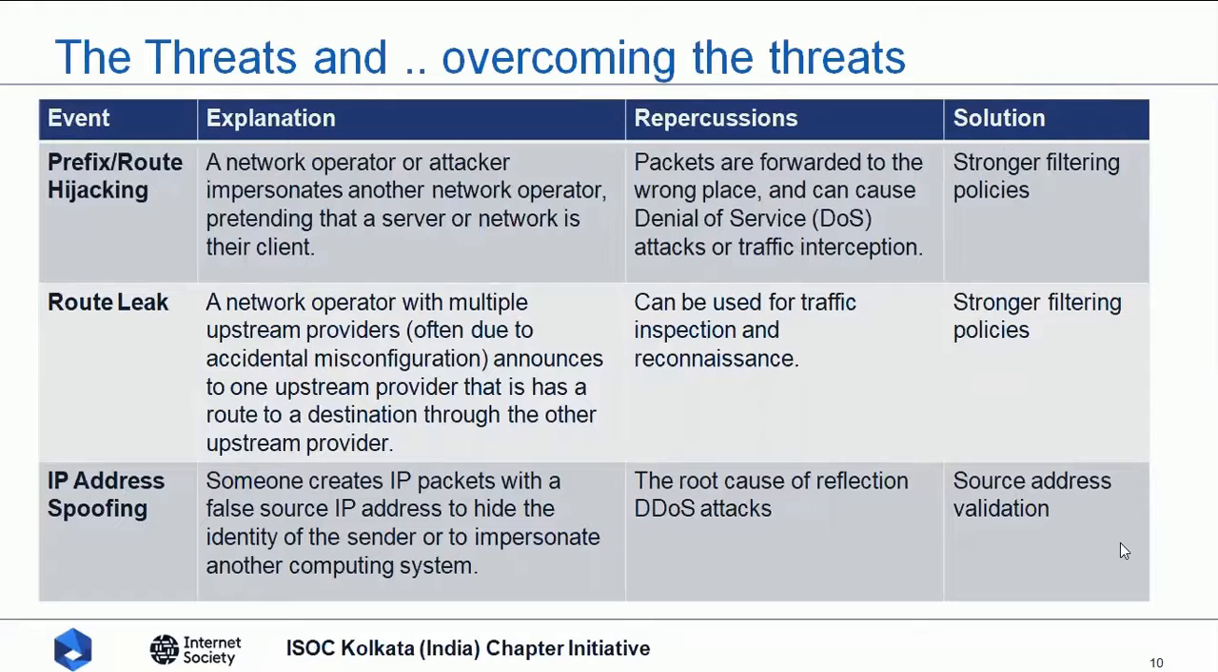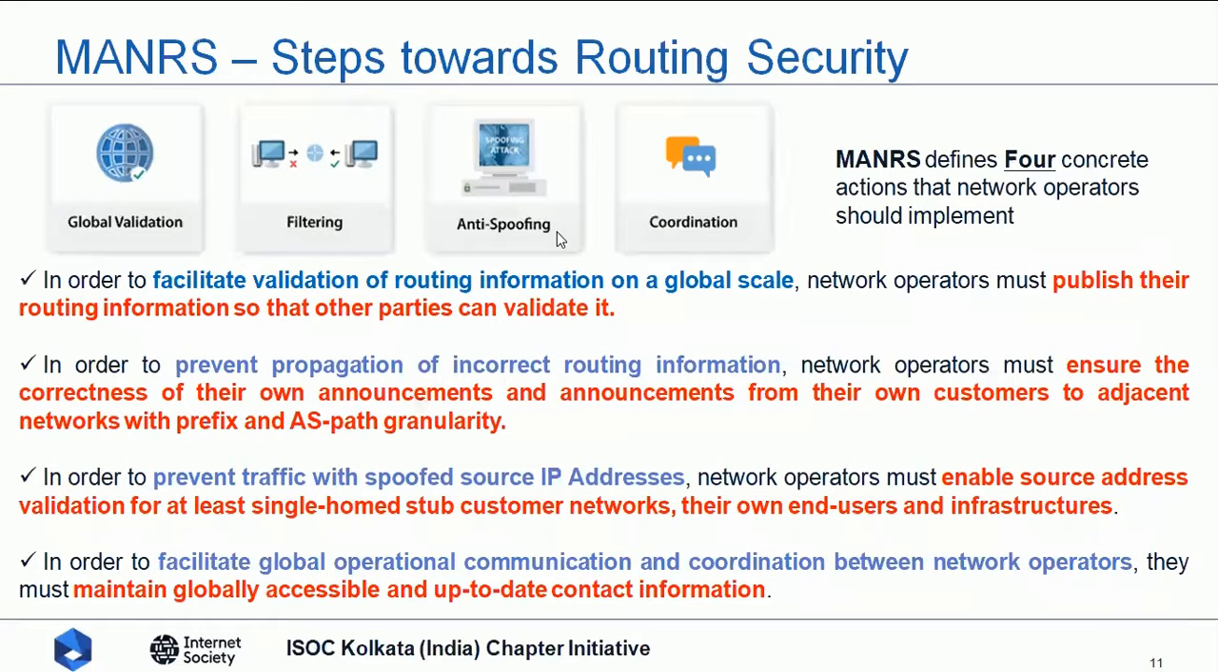So if we can at least take care of stronger filtering policies and source address validation, we can avoid these situations, which are very common, and people do not give much focus to that. And MANRS always recommends that if you come into this network and follow some routing protocol rules and standard practices, you can avoid those situations. So it defines four concrete actions that network operators should implement. Okay, so it boils down to these four critical actions: global validation, filtering, anti-spoofing, and coordination. If you can at least focus on these four, you can avoid many such unintended, embarrassing situations.